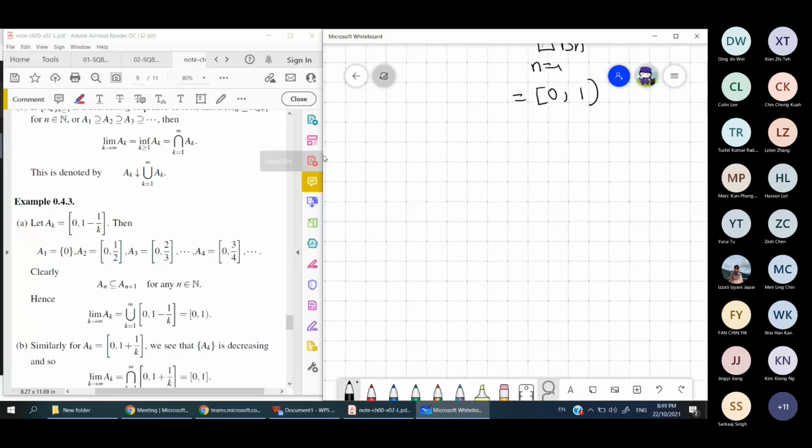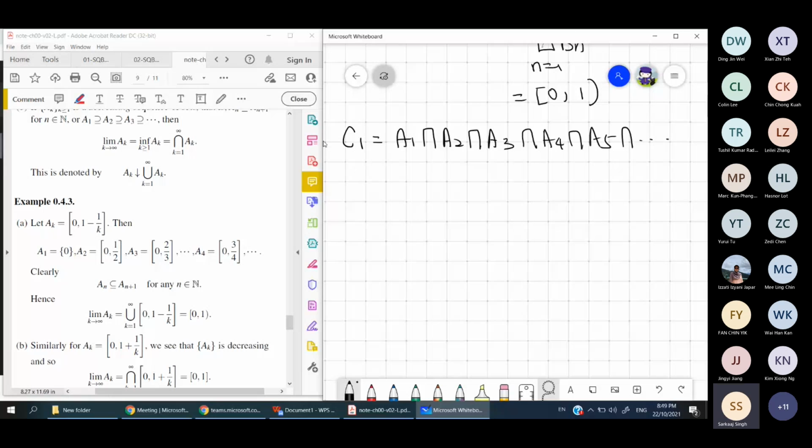Okay, maybe we look at another way. We consider the same A. So we calculate C1. In this case, C1 is the intersection of A1, A2, A3, A4, A5 and so on. As I said, A1 is a subset of A2, a subset of A3. So that means all this must be equal to A1 only. So this must be equal to A1. And C2 will be the intersection of A2, A3, A4, A5 and so on.